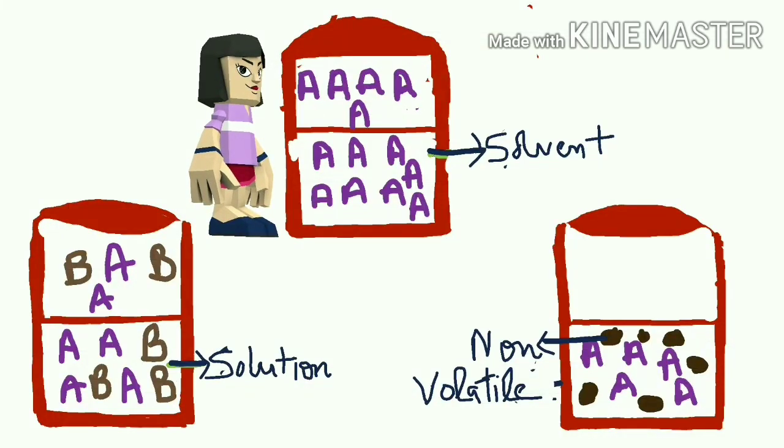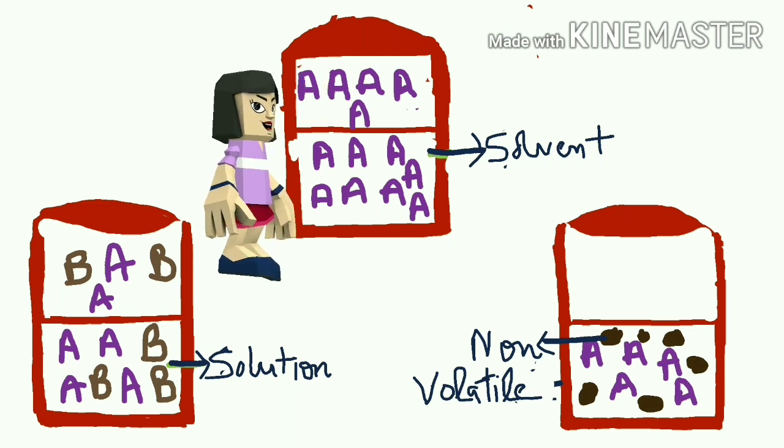Today's topic for discussion is lowering of vapor pressure. I have taken a beaker which has only solvent A particles in my first diagram. That means after evaporation, in the vapor phase we will have only A, because only one volatile component, that is the solvent component, is present here.